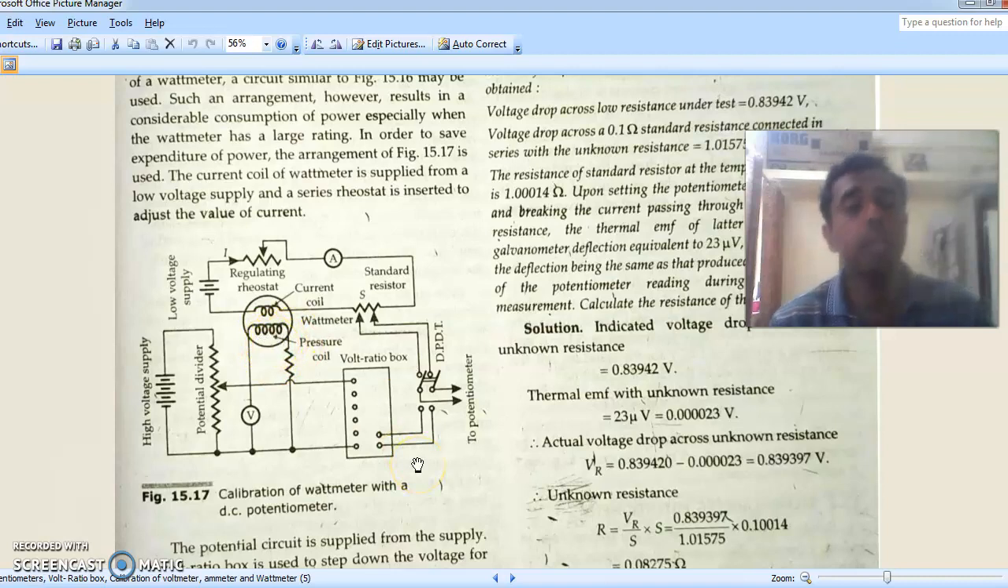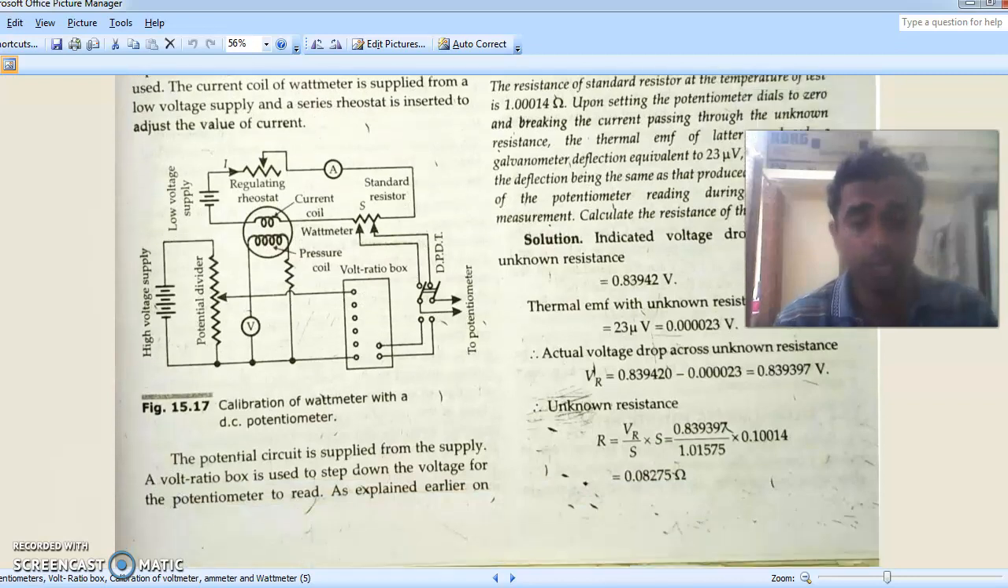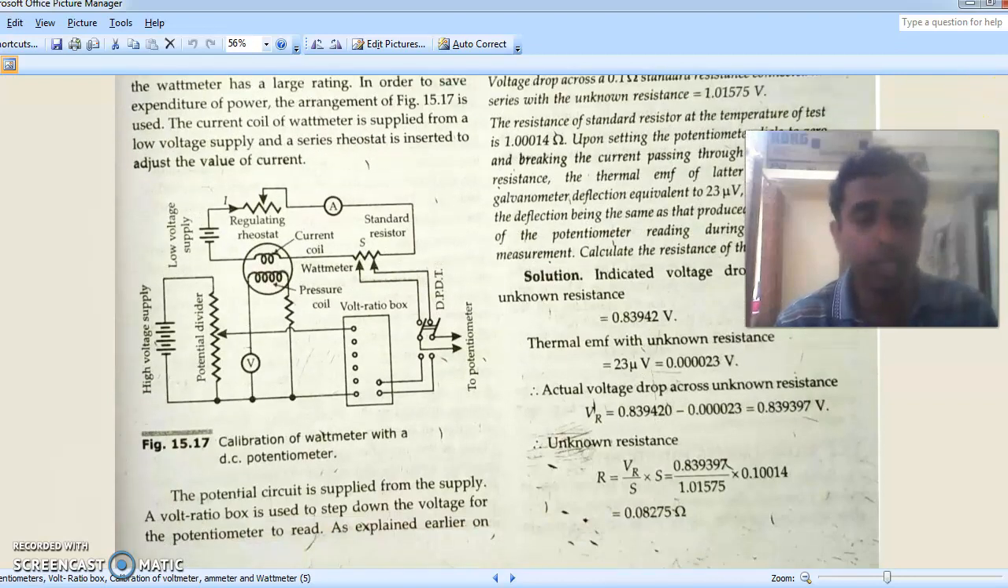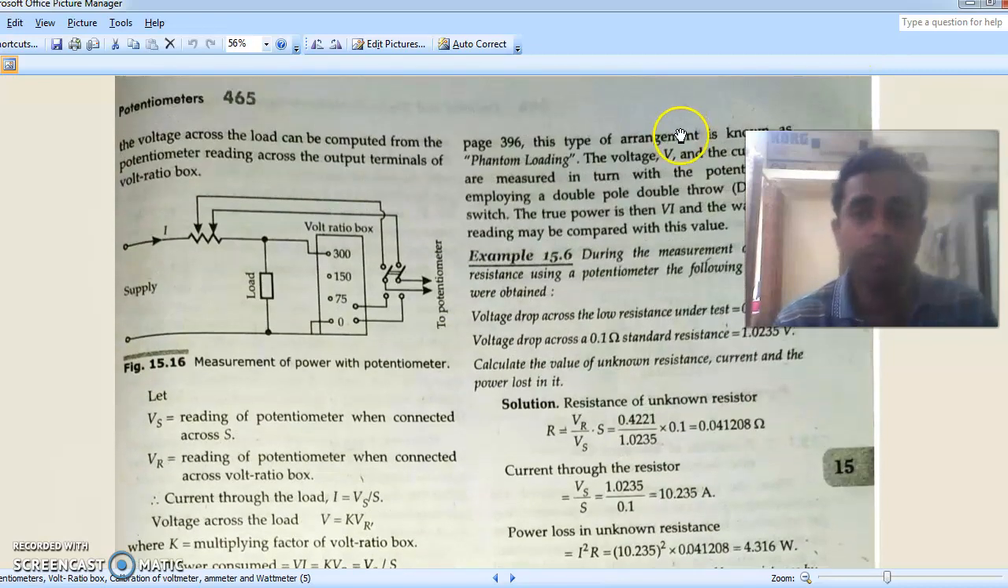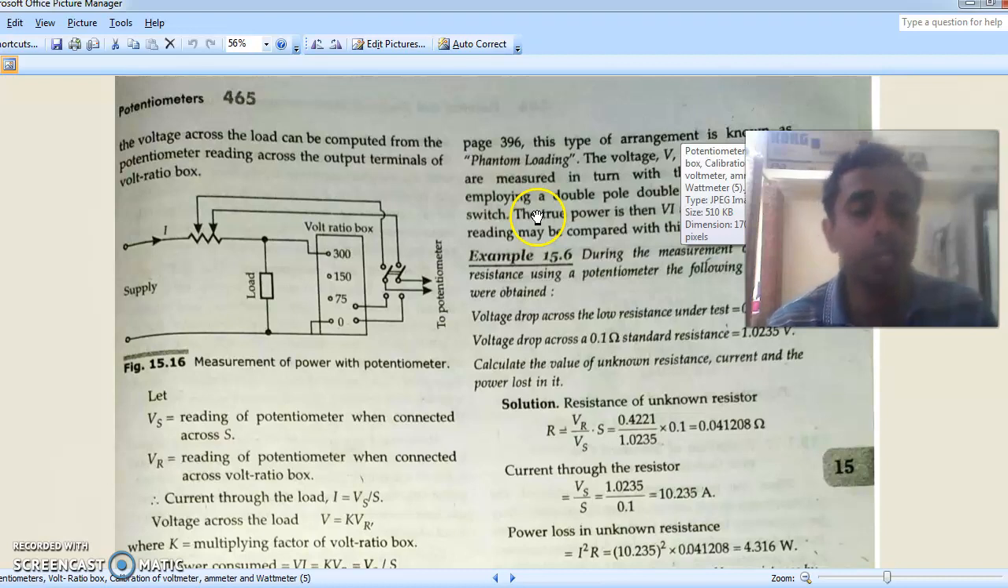Again, we can follow the same procedure. We can take as many readings as we like and plot a calibration curve, so that we have a broad idea of how the wattmeter behaves in various situations. That is how the wattmeter is calibrated, and the main principle used here is phantom loading. So today we have seen three applications of the DC potentiometer. Thank you.